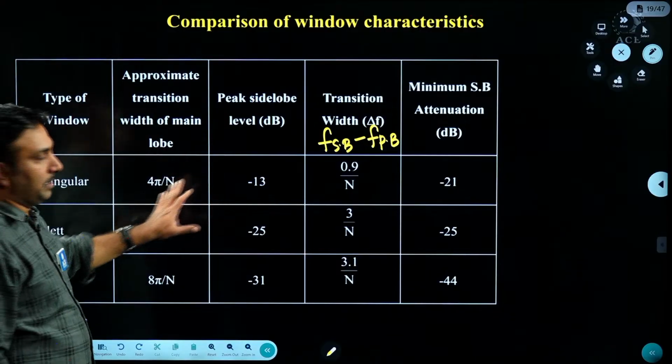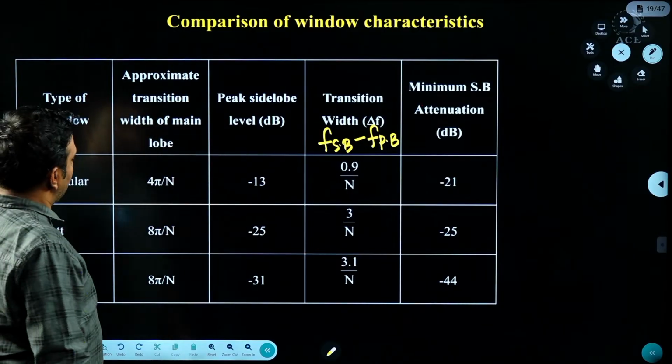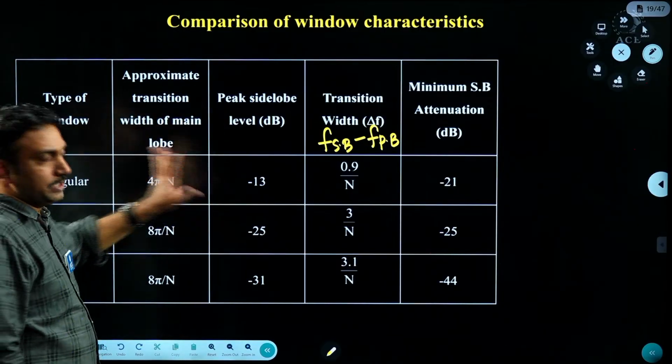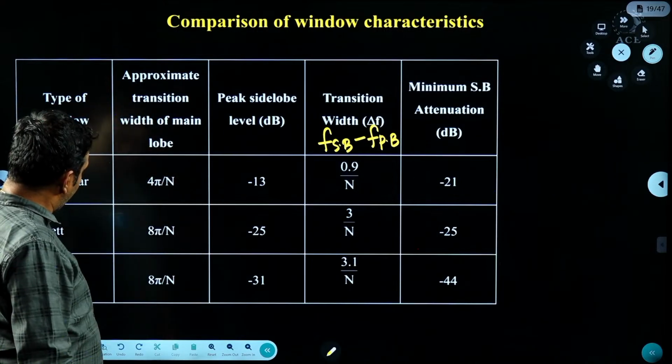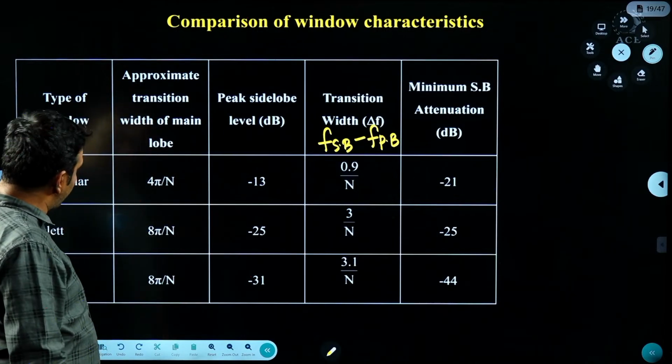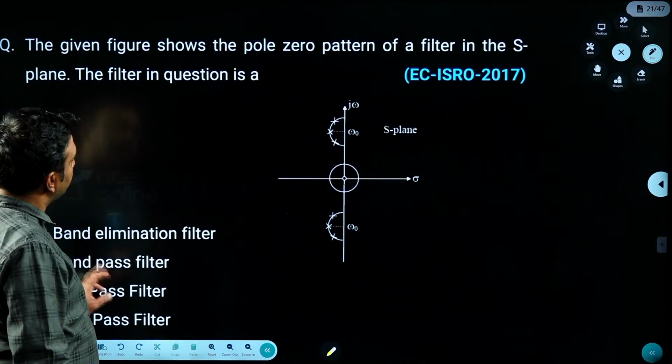Please concentrate on this table. Those quantities will never change. You may get objective questions related to this table, the comparison of window characteristics.